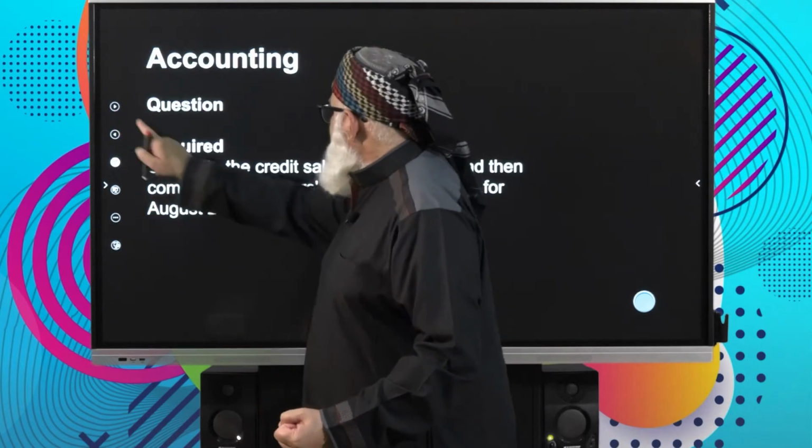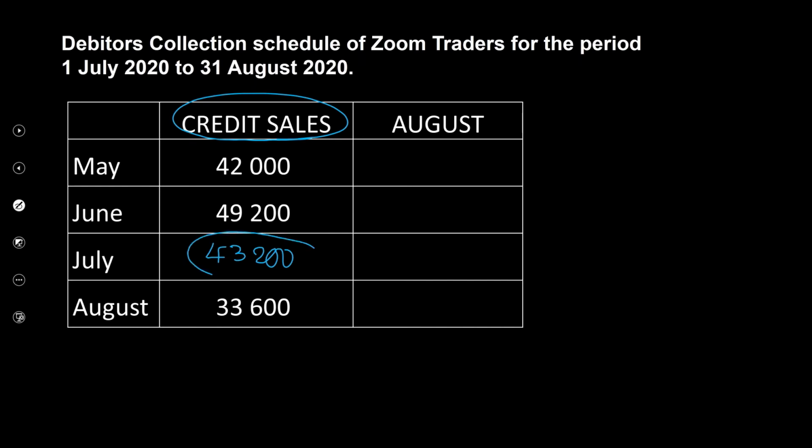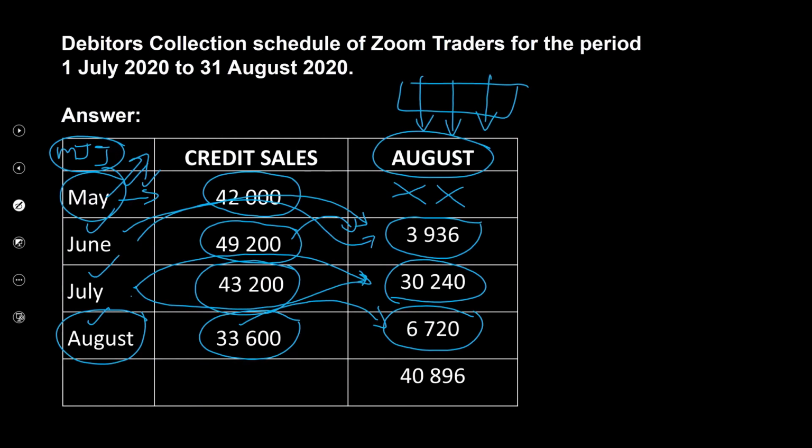That was the first part of the question, which we completed, the 43,200. Once this was completed, that means you had all your credit sales that you required. You could then go on and complete your debtors collection schedule, which we have successfully done.